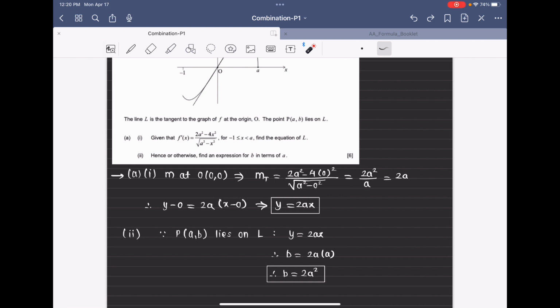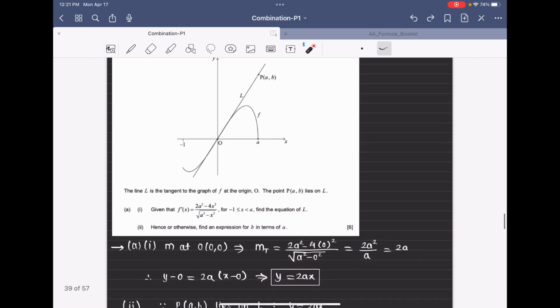so you got a slope of a tangent at the origin (0, 0) is 2a. Use the equation of a tangent formula, y minus y1, that is 0, slope of a tangent, that is 2a, times x minus x1, that is 0. x minus 0 is x, y minus 0 is y. 2a times x is 2ax. So this is the equation of the tangent for line L at origin (0, 0).